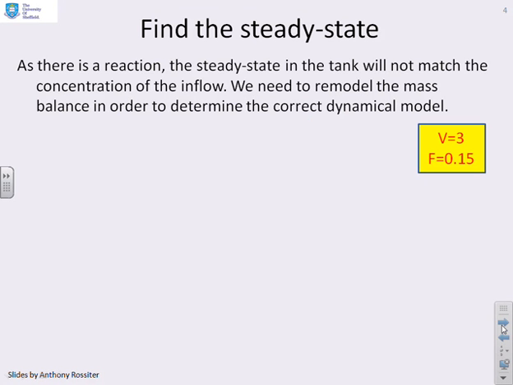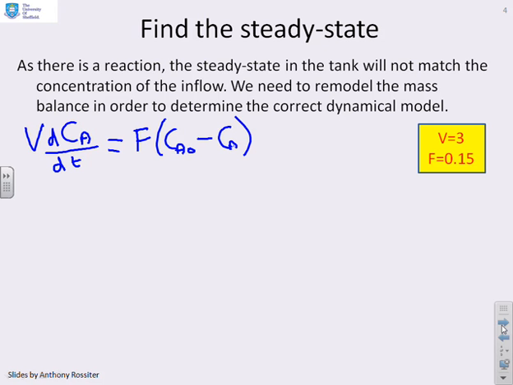What's the rate of change of component A in the tank? So we've got the volume of the tank times the concentration, which was per meter cubed. So we've got the rate of change of concentration with time, dCA/dt, times the volume in the tank. How much A is coming in? Well, we've got the flow rate times the input concentration, and then we've also got the flow rate times the output concentration. So that's how much of this component A is coming into the tank minus how much of the component A is going out of the tank.